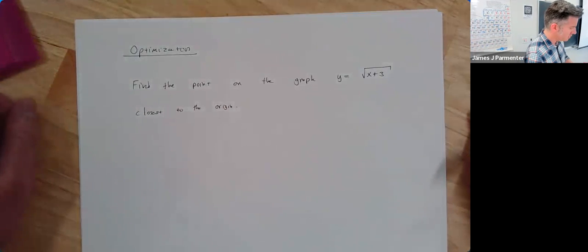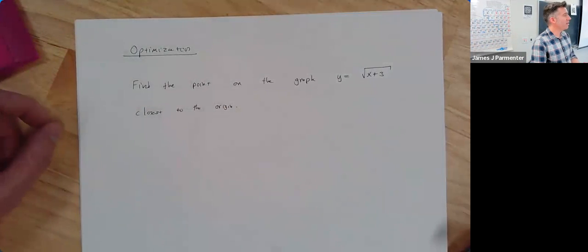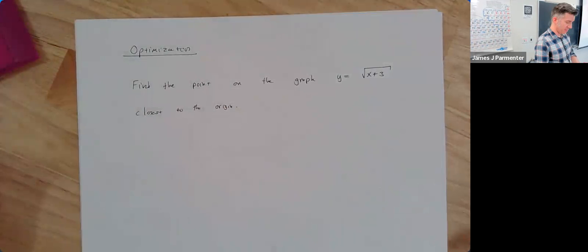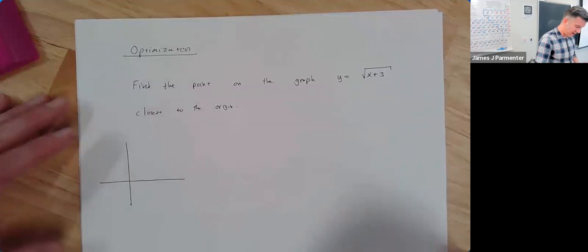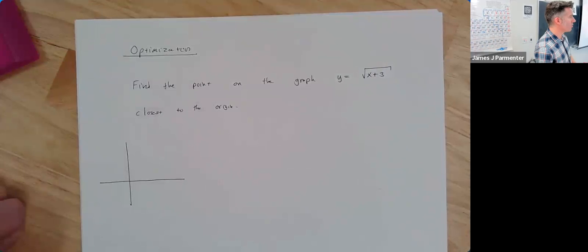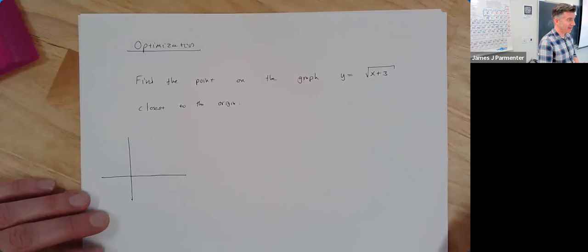How do I know it's optimization? Because I use the word closest. Right, I'm trying to find the thing that is either minimizing or maximizing something. So here's how I would start. I really start by drawing a picture. Square root of x plus 3 looks like the usual square root graph, shifted 3 to the left.